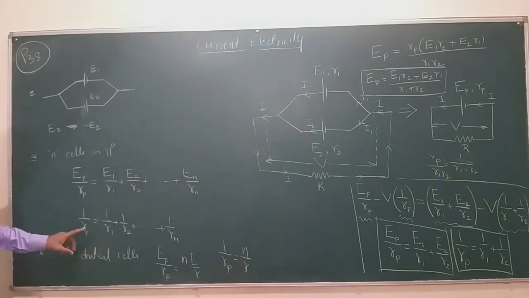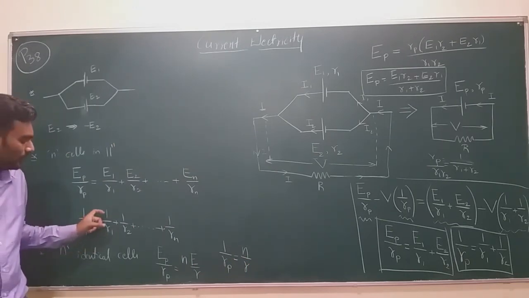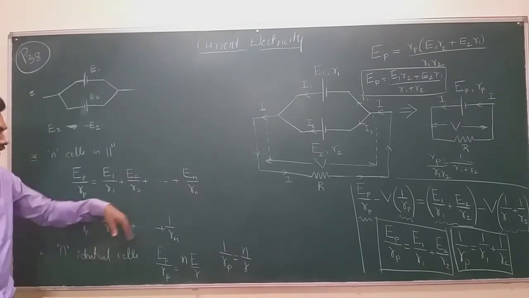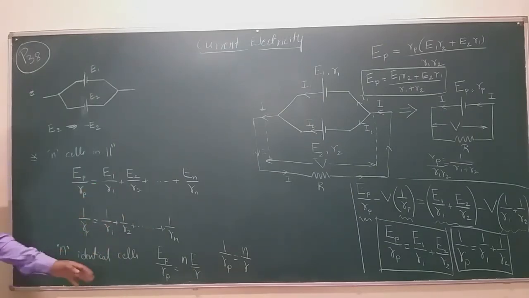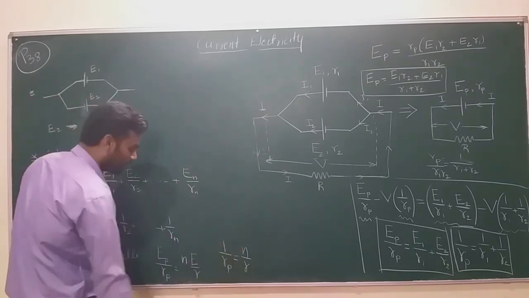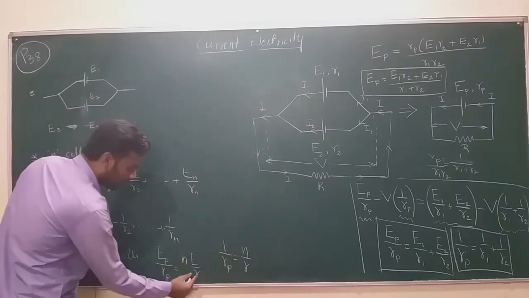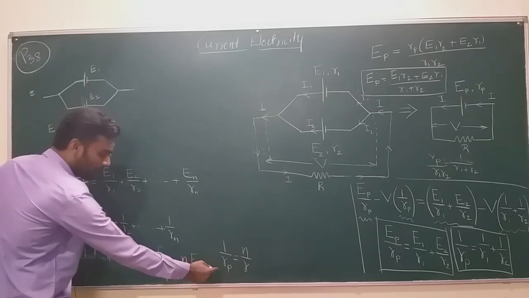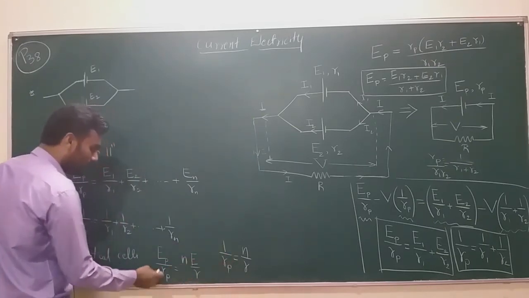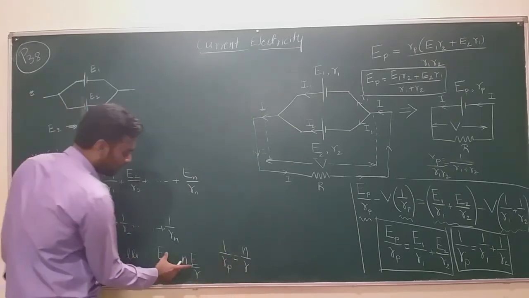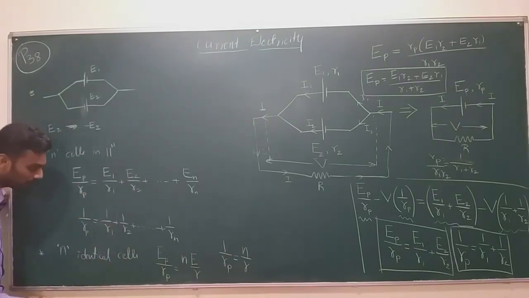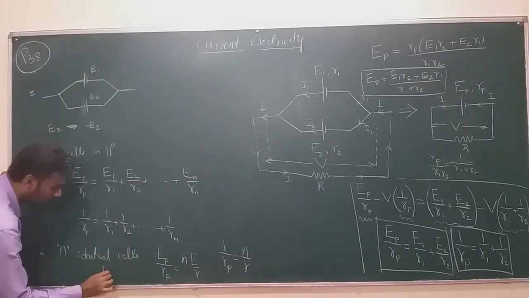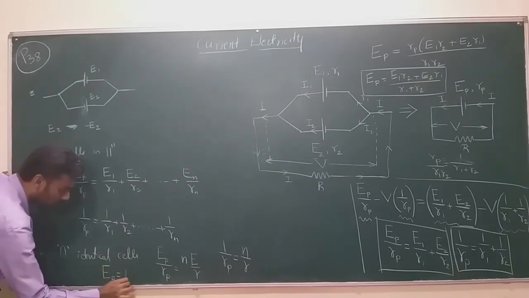Now look, we will get one more result. So 1 by Rp is equal to n times 1 by R, right? All of them are the same, identical cells now. So internal resistance and EMF, both of them will be the same. So 1 by Rp is equal to n by R. So in place of n by R, I can put 1 by Rp itself. So we will get an interesting result here. When you have n identical cells connected in parallel, you will simply be left with Ep is equal to E.